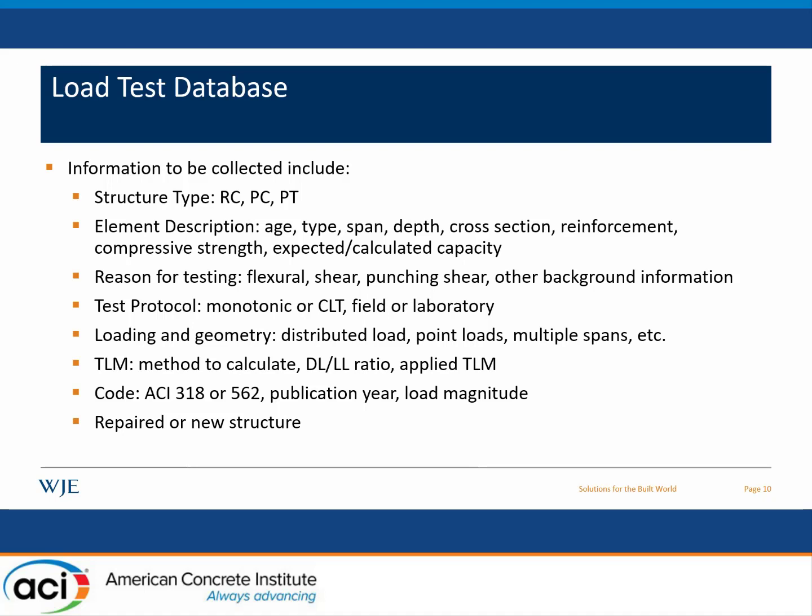Test load magnitude and method to calculate, because this has been constantly changing from one code to the other. So we'll need to know what was the test load magnitude. What is the dead load to live load ratio? What's the applied test load magnitude? Which code were you using, ACI 318 or 562? What year was it published? And repairs or a new structure, because again, this could be important for classifying and developing a maximum deflection limit, for example.